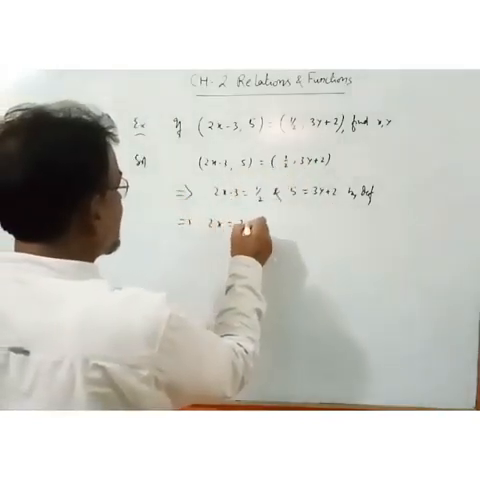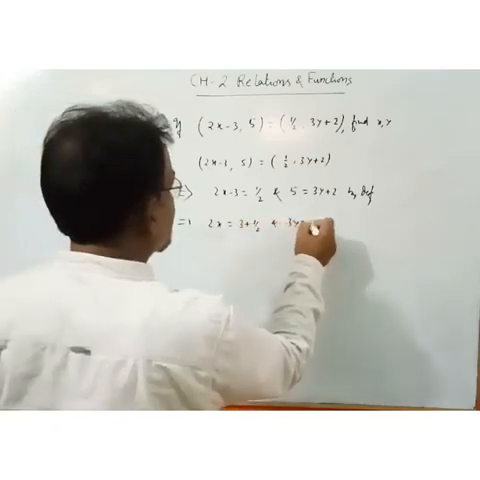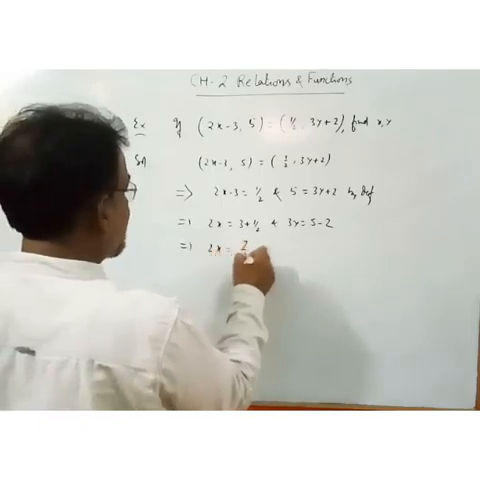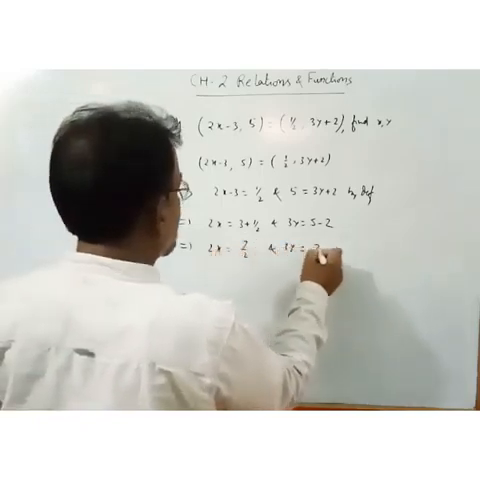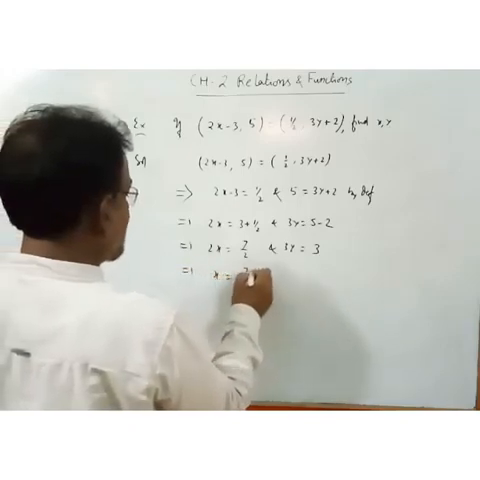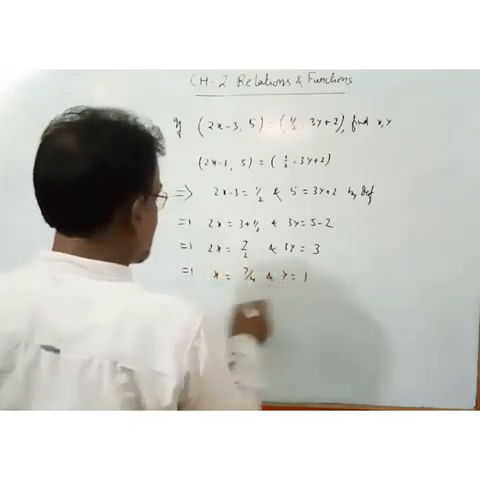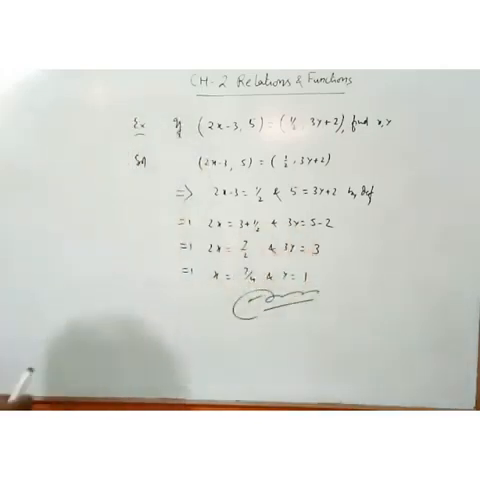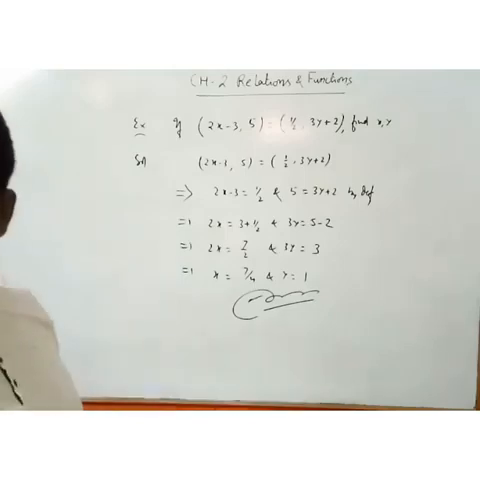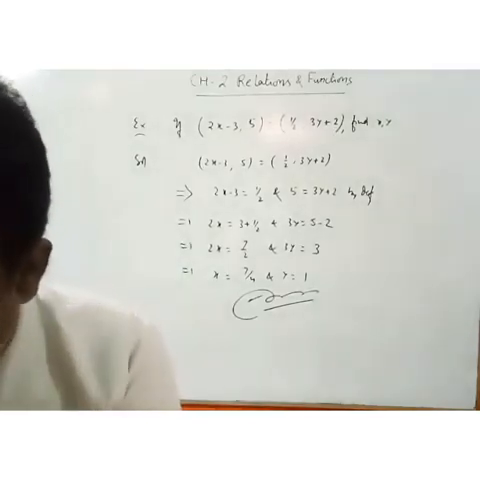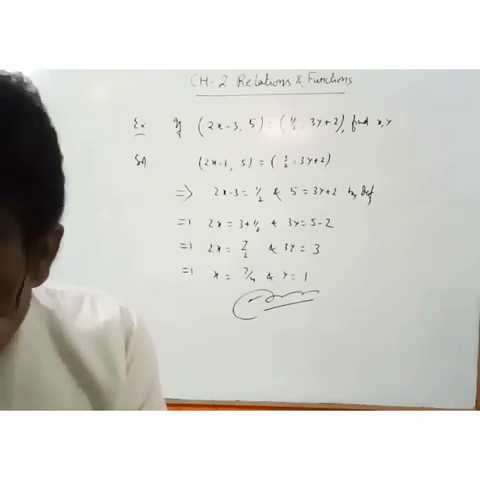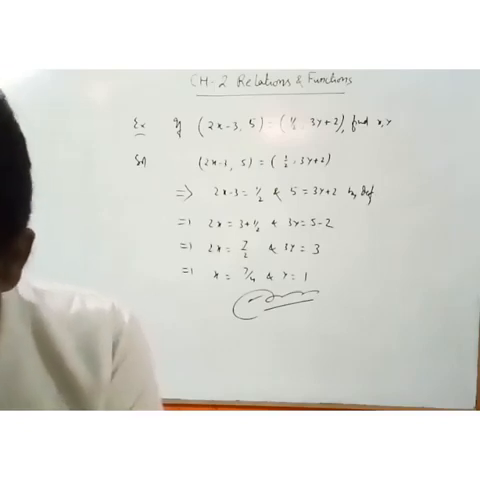You write here by definition: if two ordered pairs are same, first coordinate should be the same, second coordinate should be the same. So this gives you 2x is equal to 3 plus half, and 3y is equal to 5 minus 2. This implies 2x is equal to 7 by 2 and 3y is equal to 3, so x is equal to 7 by 4 and y is equal to 1. This is the answer. So this type of problems can be solved very easily, based on your previous knowledge.